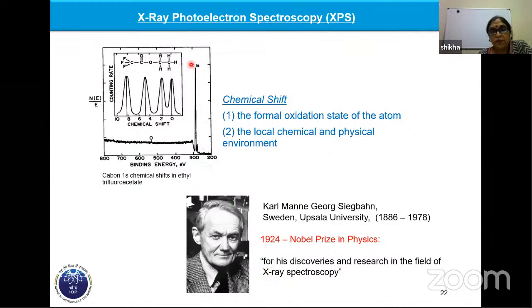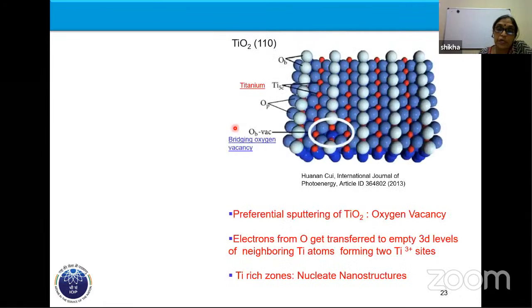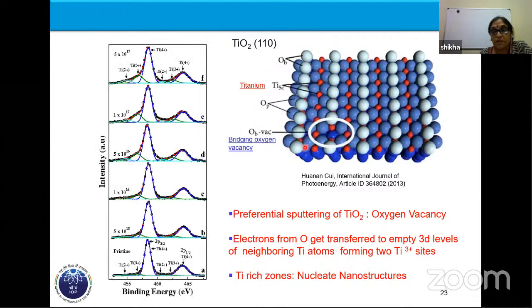And the main achievement of this technique is, if you have, for example, some molecule like this, in which carbon exists in various chemical states or oxidation states, then you have a signature of each of these. So this gives the formal oxidation state of the atom and the local chemical and physical environment. So this is a very nice technique for knowing what is present on your surface as well as their oxidation states. So with this, we go to the TiO2 and we see that when there is a vacancy present, the spectra changes.